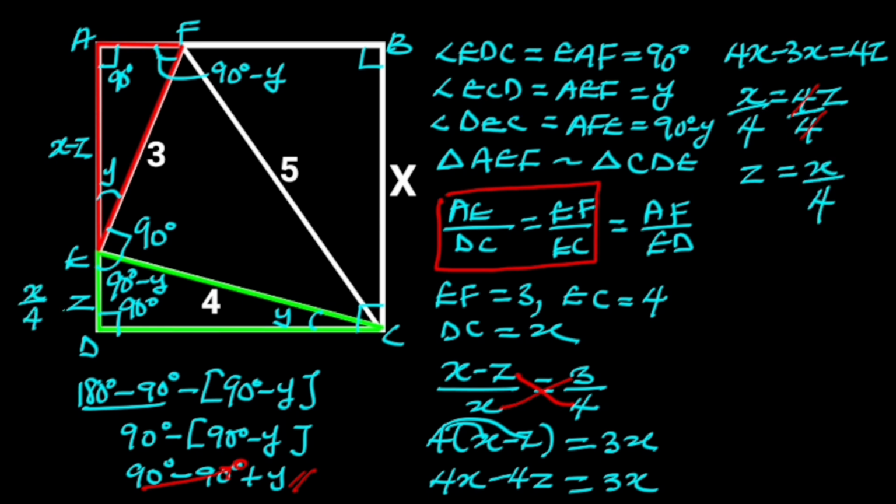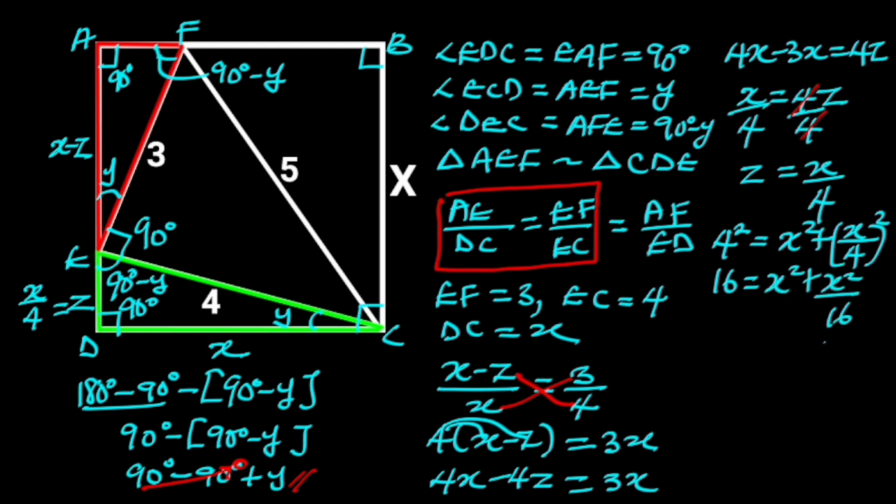Next, we are going to find x in triangle CDE using Pythagoras Theorem. From Pythagoras Theorem, 4 squared is equal to x squared plus x over 4 squared. 4 squared is 16, so we have 16 is equal to x squared plus x squared over 16. Next, we simplify the terms on the right side. To do so, we take the common denominator. The common denominator is 16.